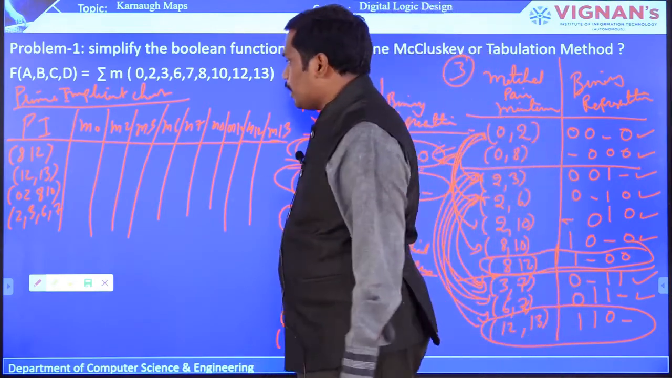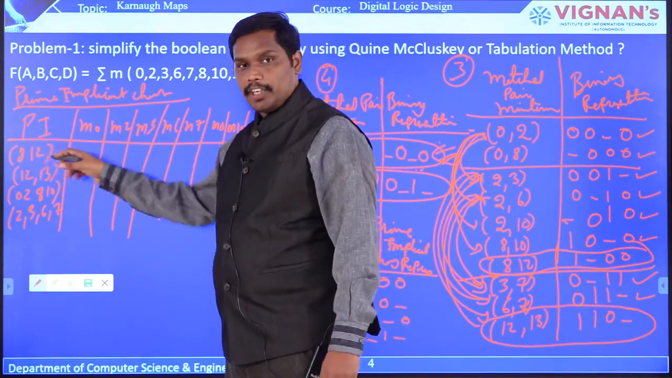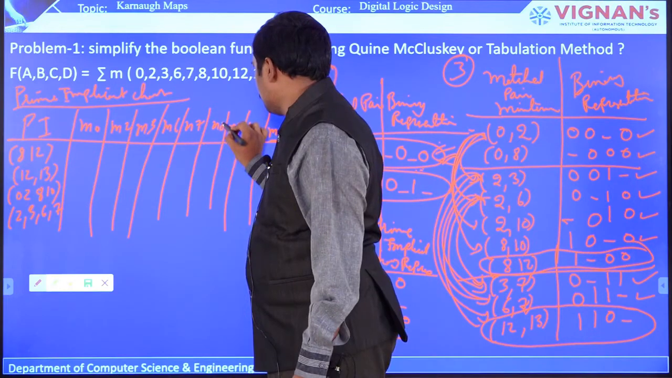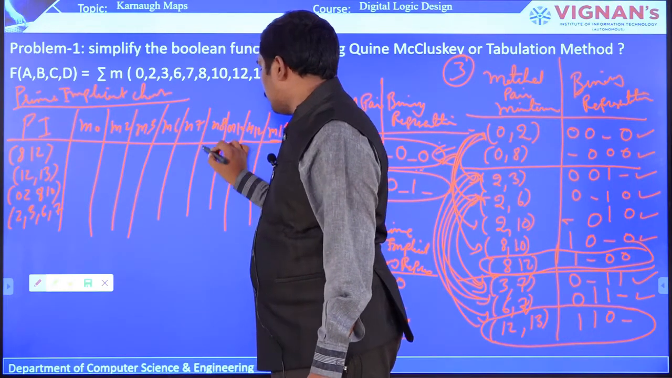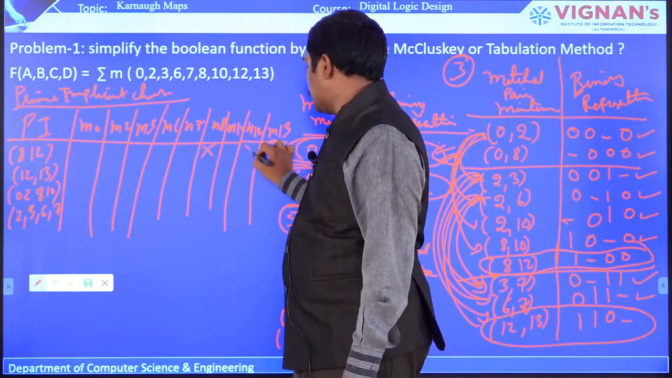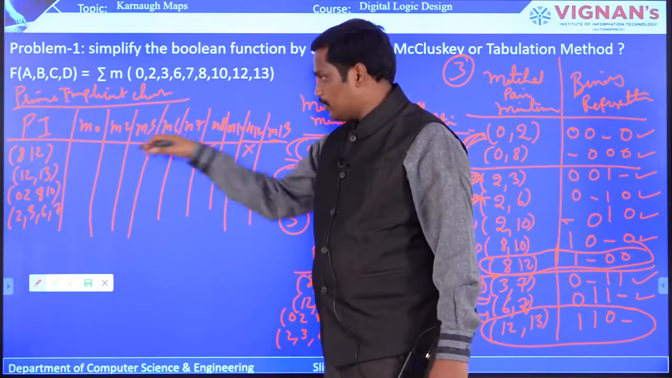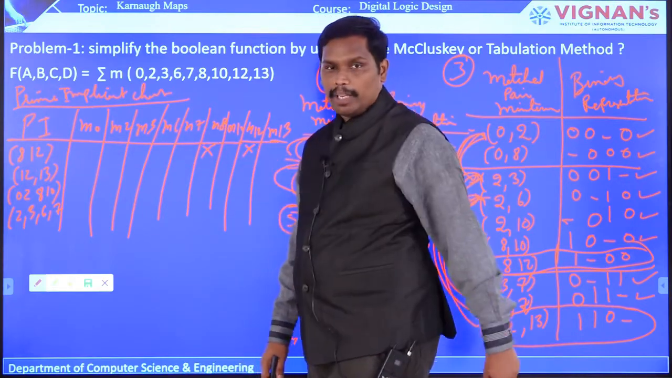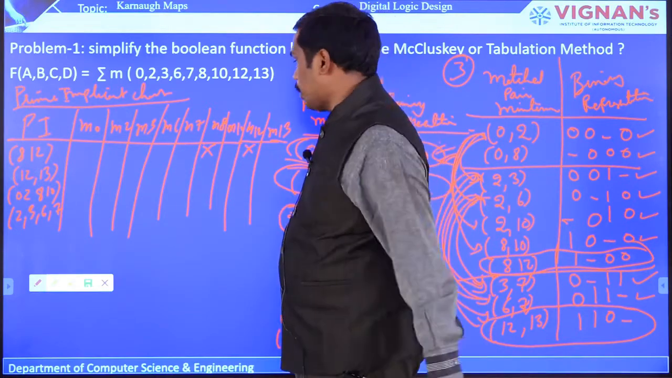In this particular chart, you just map the corresponding prime implicants to the corresponding minterms. So 8 and 12: 8 is here, so X mark, and then 12 is there, X mark. That is how you are going to draw a chart based on rows and columns: prime implicants as rows, minterms as columns, and X marks.